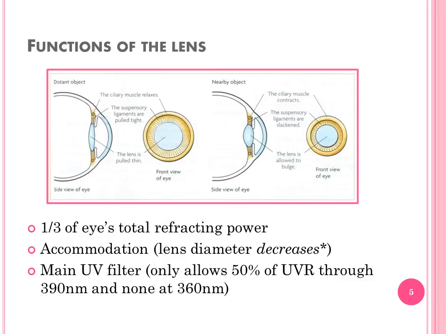Also, obviously the lens, I think we talked about this in our UV chapter, it's the main UV filter. So it only allows 50% of UVR through at 390 nanometers and none at 360. So if it gets 360 or lower, it's completely blocked by the lens. And so if it says it becomes opaque, that means it's completely blocked. So for that low of wavelengths and it only allowing 50% through at 390, that's pretty good. So we're not getting a lot of that UVA and UVB into the back of our eye.